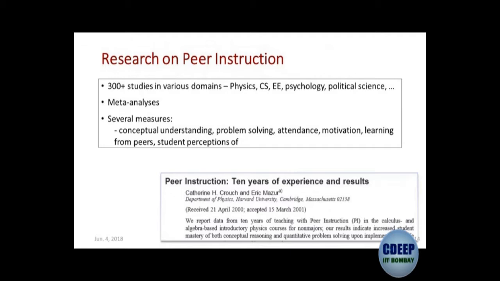So there's a lot of research on this method, and the reason this research is important is that these are very carefully done empirical experimental studies. All the variables are controlled, and in many topics, actually this 300 is perhaps now 400 or 500.